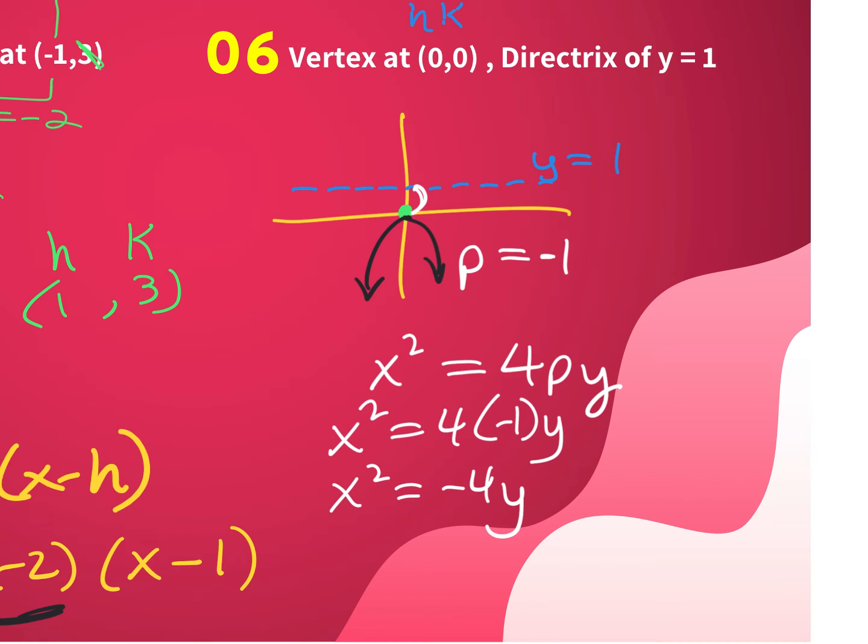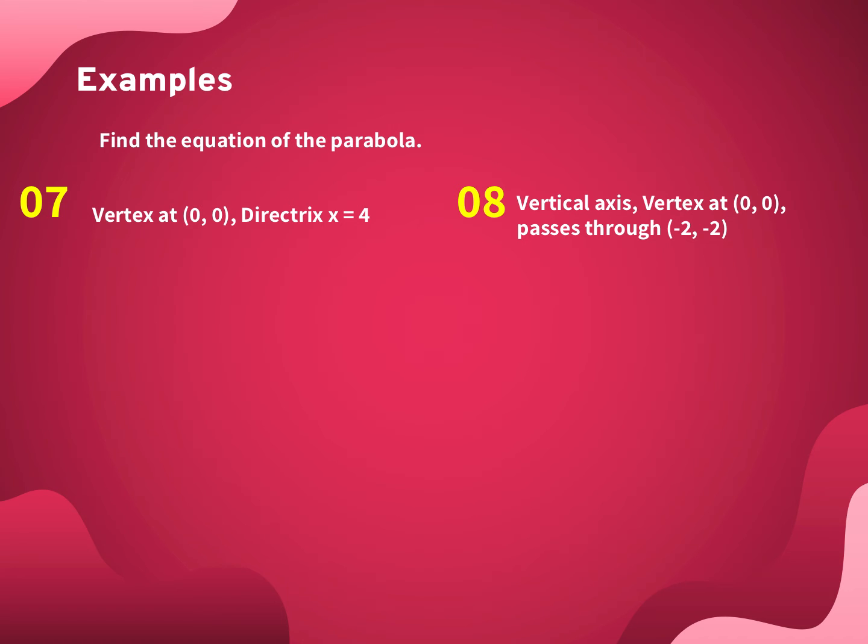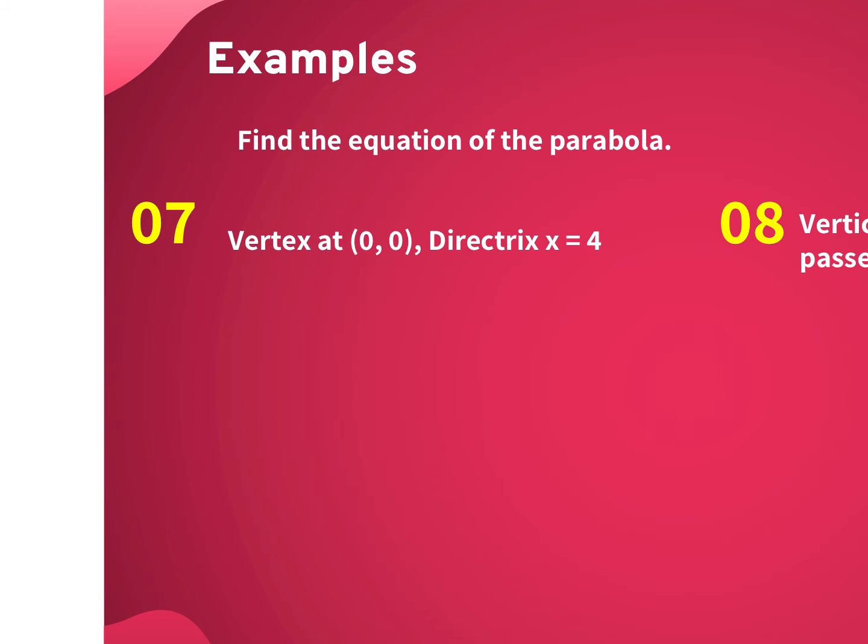Let's try 4 more, and we're done. Back to a vertex at 0, 0. Okay, so again, let's give ourselves a visual. Here's my vertex. Again, it's a directrix, and it's at 1, 2, 3, 4. X equals 4. It's right through here.